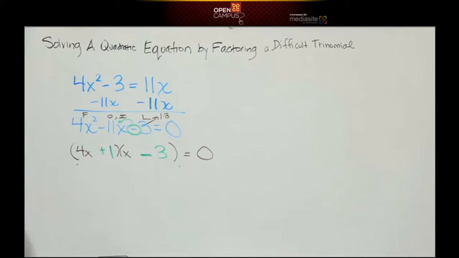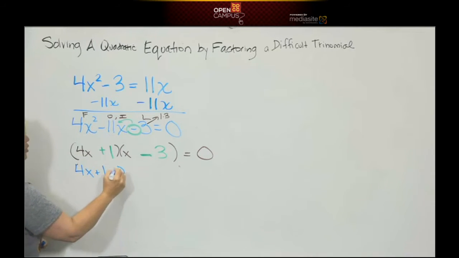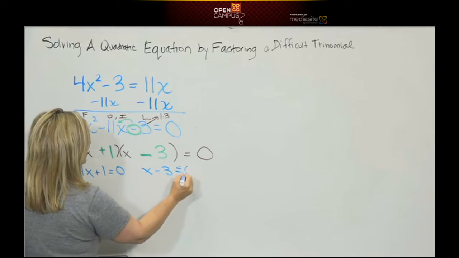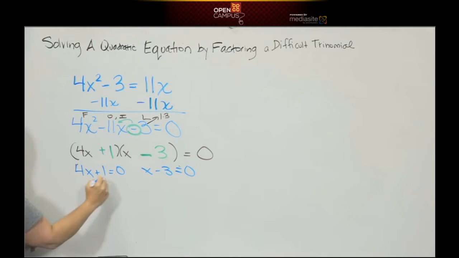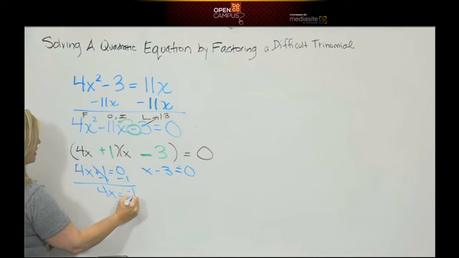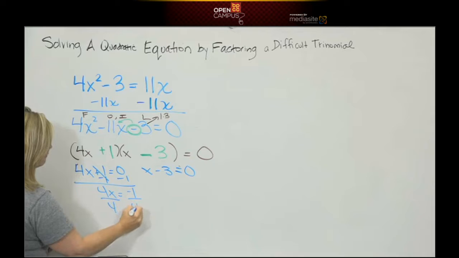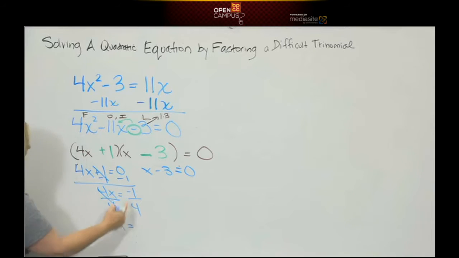When I'm done factoring that difficult trinomial, I have 2 x's. So now I have 2 linear equations, and those are easy to solve. You set each of these parentheses equal to 0 to show your 2 linear equations, and then you solve. To solve this, you would subtract 1 for this linear. You get 4x equals negative 1. You would divide by 4. It is okay if it doesn't divide. You can leave it a fraction.